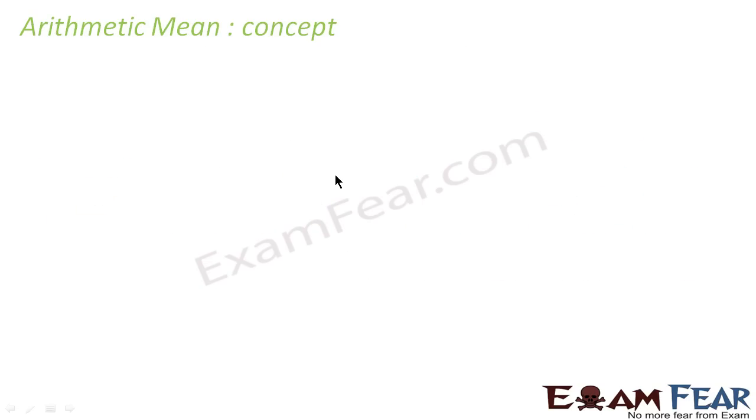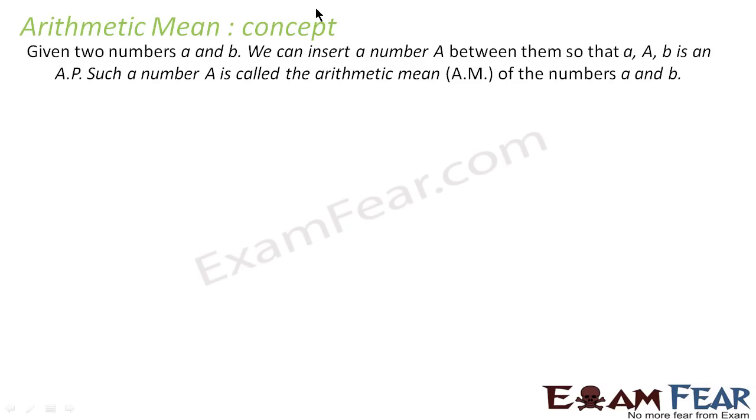Now we'll understand arithmetic mean, which is a new concept, so please pay attention. We have been given two numbers, a and b. In that case we can insert a number A between them so that a, capital A, and b are also in AP. Such a number is called the arithmetic mean.